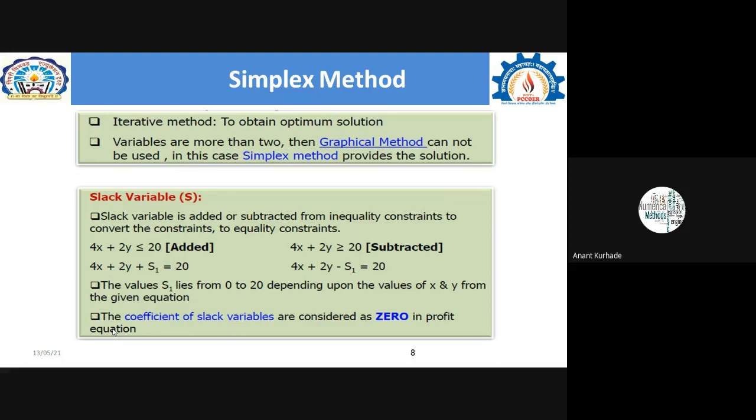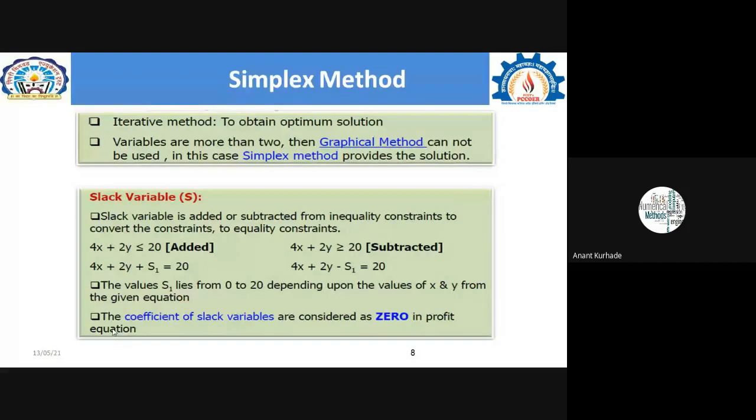Already you have studied this, but with a different name. Profit equation means your objective function. If it is maximize, that means maximize z is equal to. That is what your objective function is, and that is your profit equation.